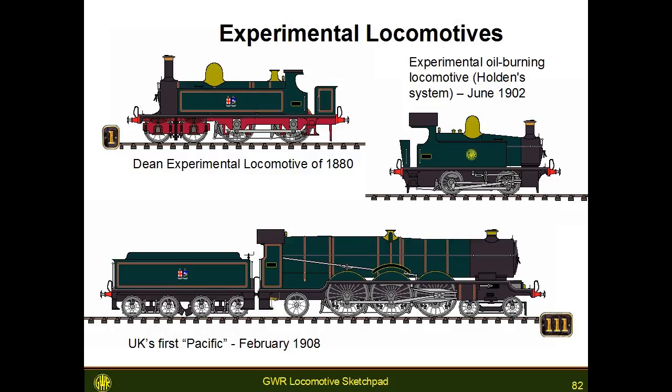Engine number 1 started life as a 440 tank, but was quickly rebuilt. Few pictures exist of this experimental locomotive, but with a Sketchpad you can see what this locomotive may have looked like, and recreate other Great Western experimental locomotives.